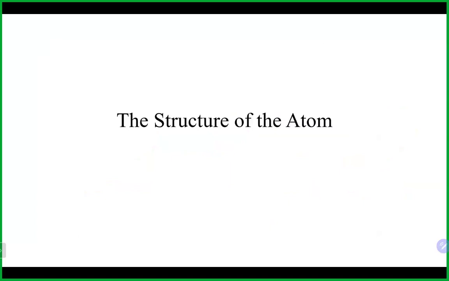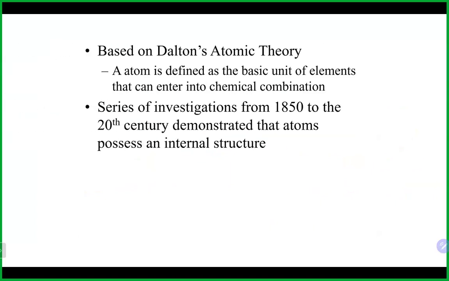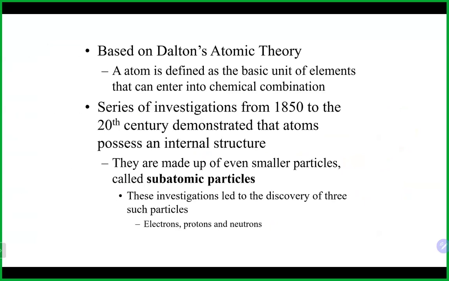All right, so let's talk a little about the structure of an atom. Based on Dalton's atomic theory, and by the way, you do need to know the parts of Dalton's atomic theory, and obviously know, as we talked about, what is maybe not correct, about the isotopes and the atoms of the same element being identical to each other. A lot of investigation was done from 1850 to the 20th century, and was found that although atoms are really, really small, they do contain an internal structure that's even smaller, and these are what are sometimes referred to as subatomic particles. And investigations have led to the discovery of 3 types of subatomic particles.